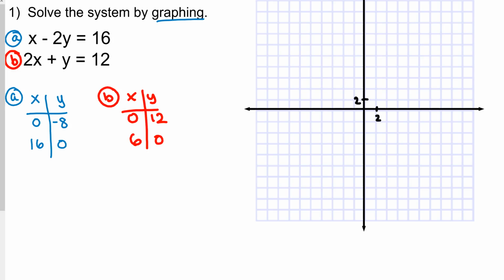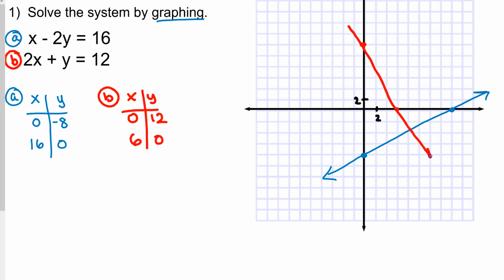Okay, so I'm going to graph the first line, line A, and I'm going to plot the point (0, -8) and the point (16, 0). It would be best to use a ruler. Now I'm going to graph line B, so I'm going to plot the point (0, 12) and the point (6, 0). And again, if you could, use a ruler.